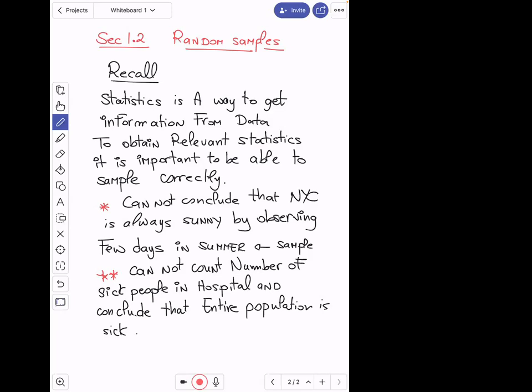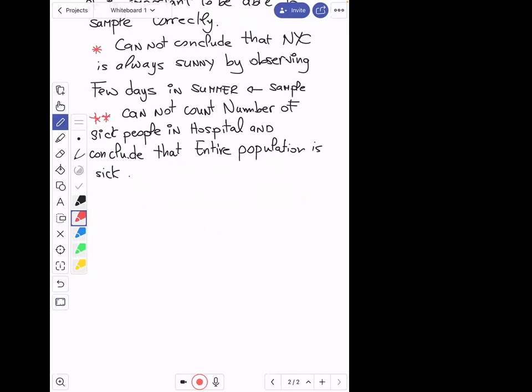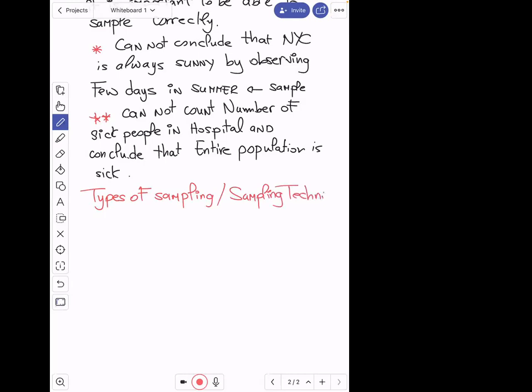There are different types of sampling, or sampling techniques. I'm going to give you a couple of sampling techniques, and then we'll also have some examples. So let me explain first. Some types of sampling techniques, all right?